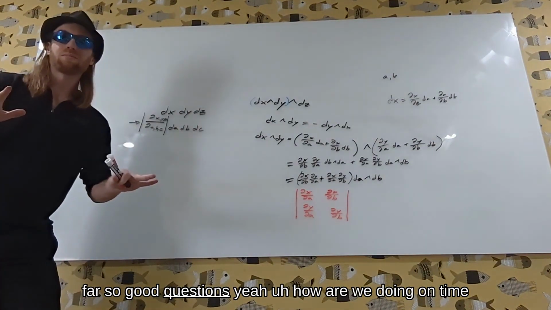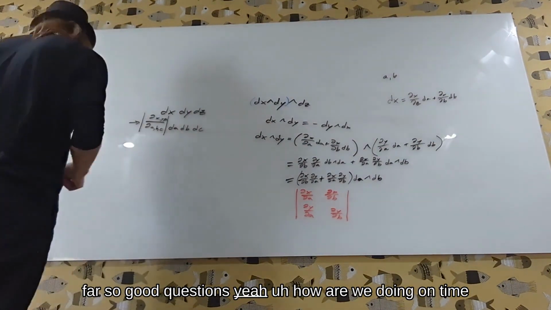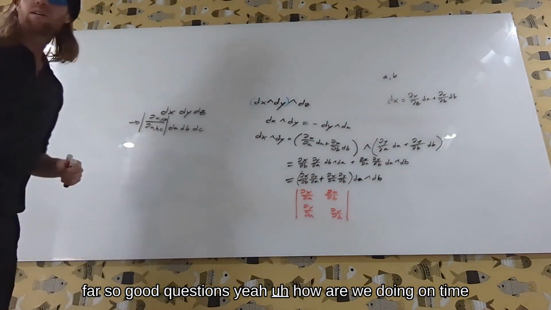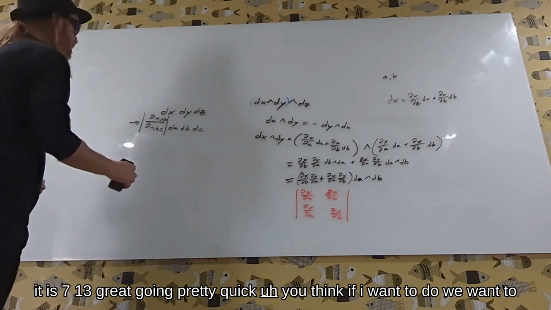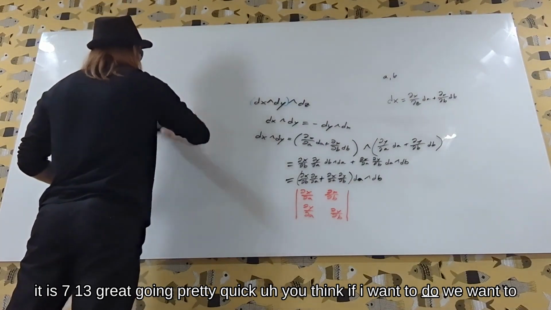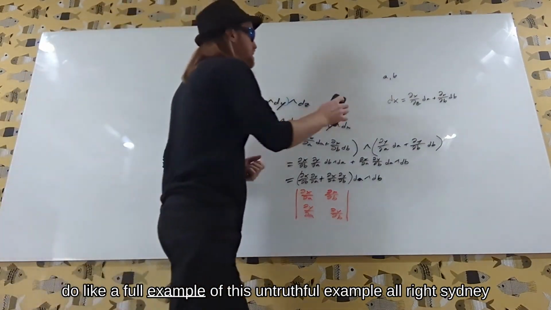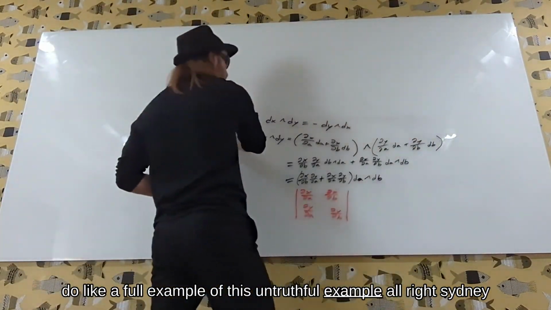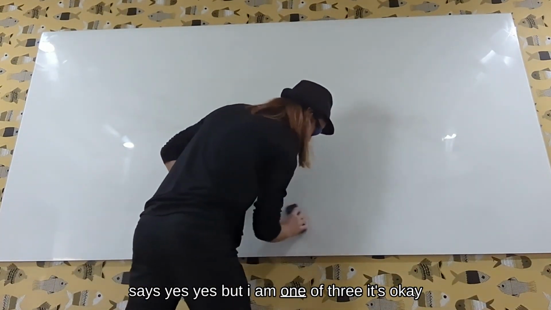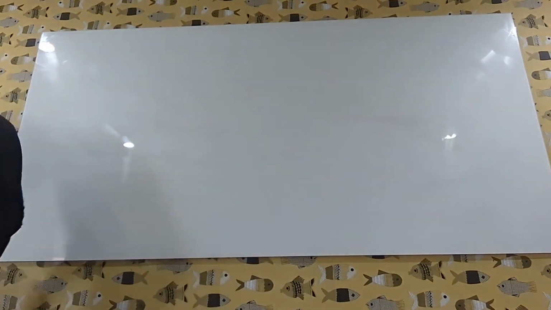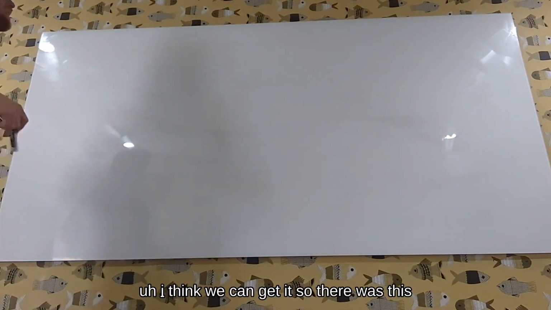So far, so good. Questions? Yeah. How are we doing on time? It is 7:15. Great. Going pretty quick. Do we want to do a full example of this? A non-trivial example. All right. Sydney says yes. Yes, but I am one of three. It's okay. I think we can examine it.